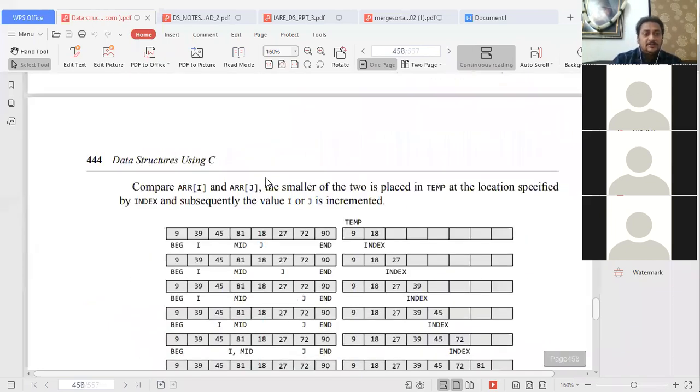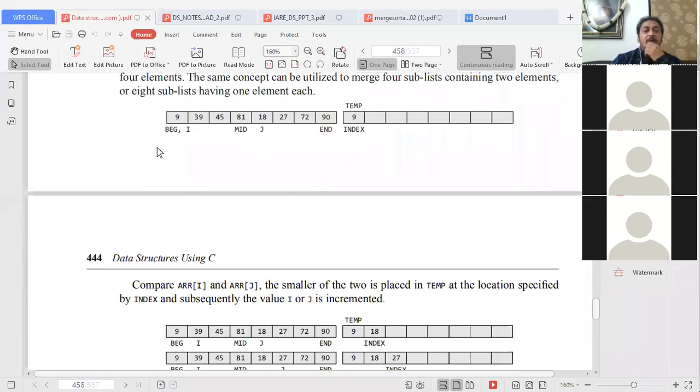Now we compare I. Where is I initially? What is the initial position for I? That is at A0 of subarray A1.